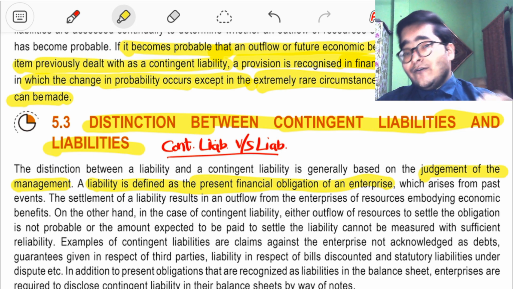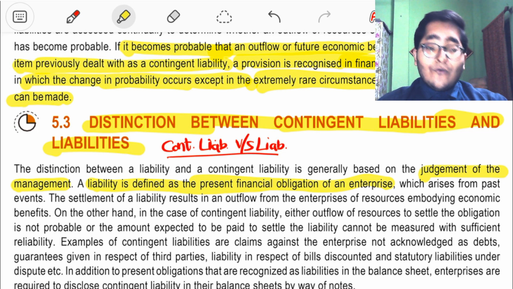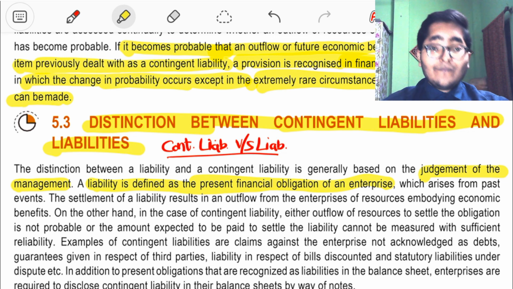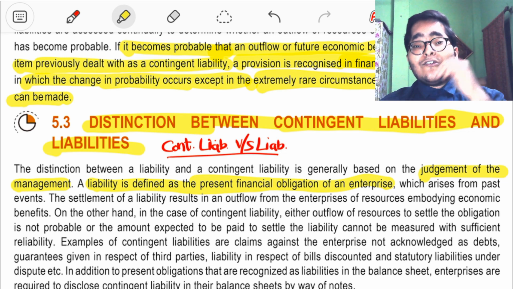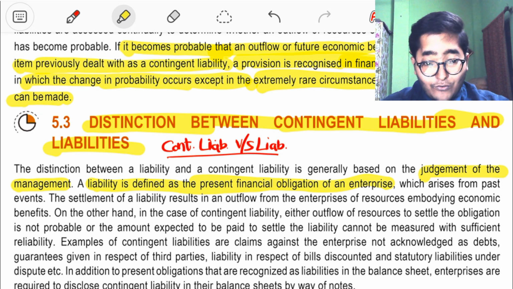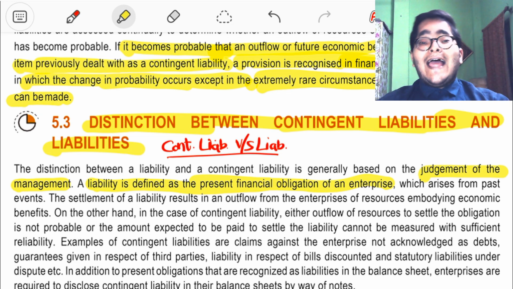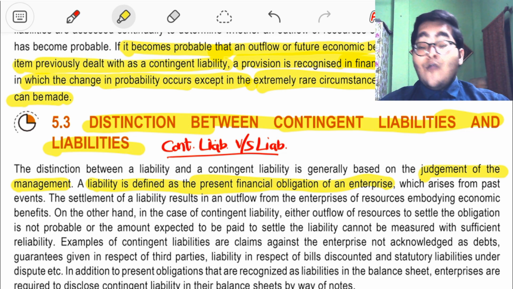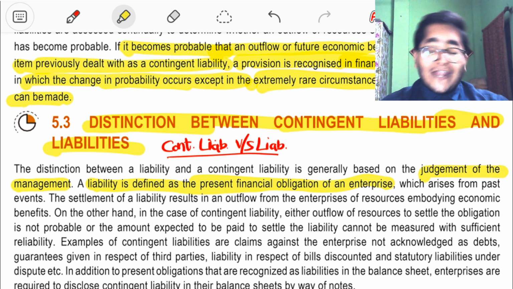एक लायबिलिटी को सेटल करने के लिए उस एंटरप्राइज से कुछ इकोनॉमिक बेनिफिट रिसोर्सेज का आउटफ्लो होता है। To settle a liability, there is an outflow of resources. Which resources? Outflow of those resources which carry an economic benefit for the enterprise.